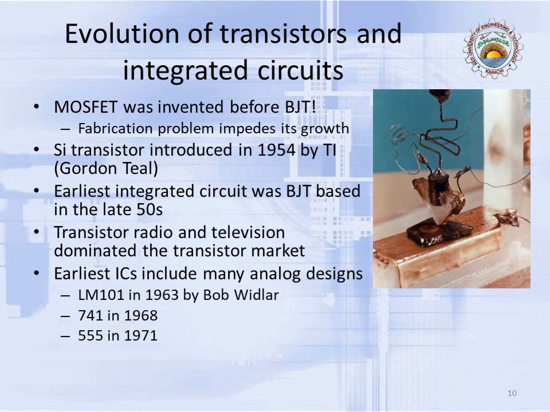So the earlier designs were analog designs, and Bob Widlar, of Widlar current source fame, designed the first operational amplifier in 1963, the LM101. In 1968, the LM741 was created, by far the most popular operational amplifier. The 555 timer, another landmark integrated circuit, was created in 1971. And then people started making ICs more and more complex, accommodating more and more transistors. And we now have a very large number of transistors possible to be accommodated into an IC.